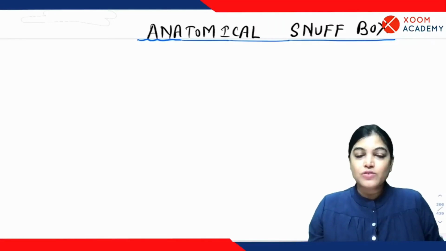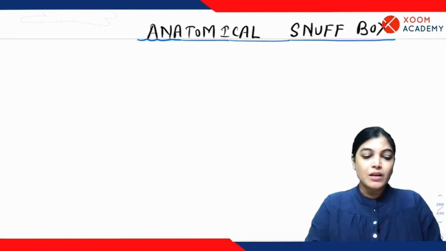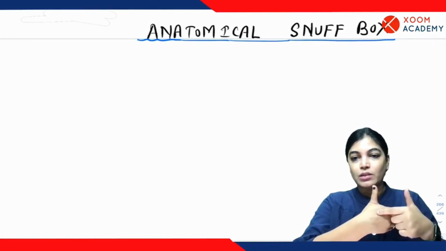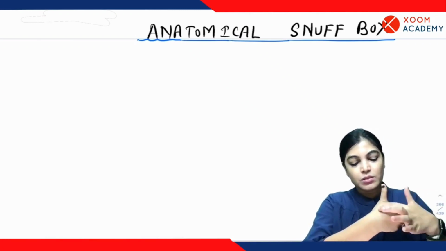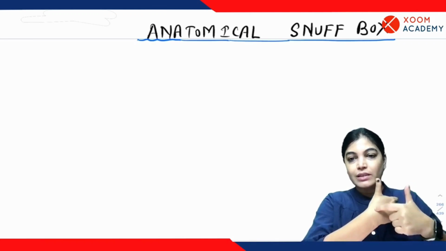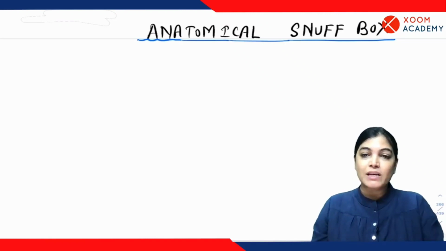Let's start with the next topic, that is anatomical snuff box. So this anatomical snuff box is a triangular depressed area. When you are hyperextending your thumb, on the lateral aspect of the dorsum of the hand, a triangular depressed area is seen. This triangular depressed area is called the anatomical snuff box.